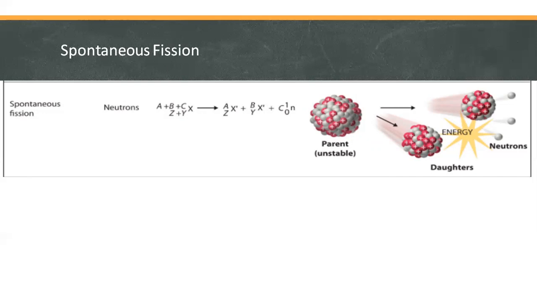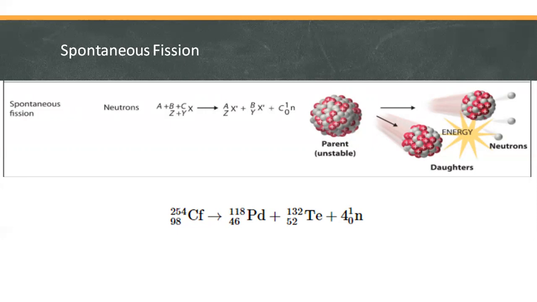An example is the spontaneous fission of californium-254, which gives a distribution of fission products. One possible set of products is shown in this equation. Once again, the number of nucleons is conserved. Thus, the sum of the mass numbers of the products, 118 plus 132 plus 4, is equal to 254, which is equal to the mass number of the reactant.